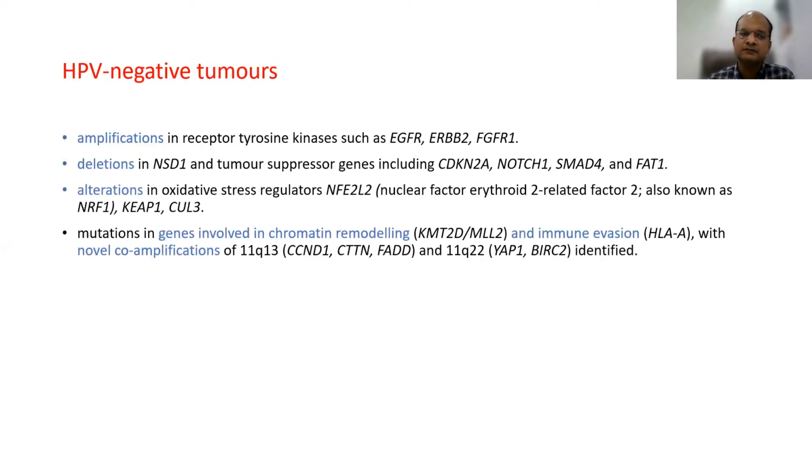In HPV negative tumors, there are three main abnormalities. Amplification of receptor tyrosine kinases like EGFR, which is very important when you want to decide on cetuximab therapy. Deletions in tumor suppressor genes like Notch1, SMAD4 and FAT1, and alteration in oxidative stress regulators like KEAP1 and CUL3.